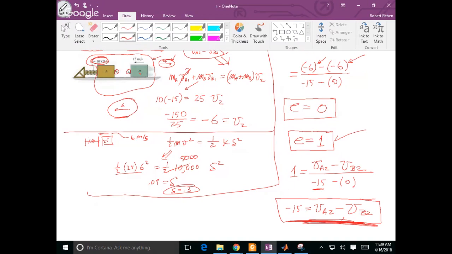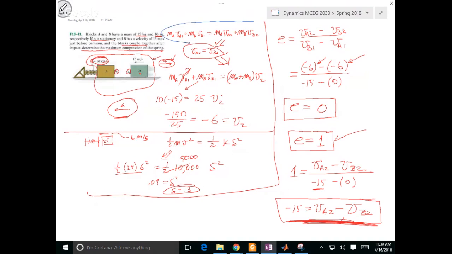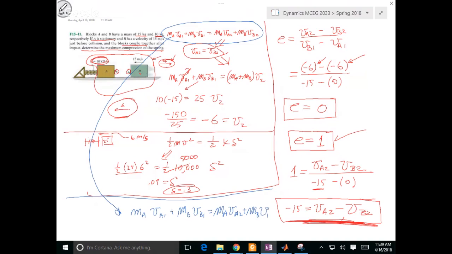So if I go in and take this whole equation with the numbers and pull it down here, now I'm working on a different problem. Let me put in the masses as well as everything I know. MA VA1 plus MB VB1, or initials, equal to MA VA2 plus MB VB2. Now, A mass was 15, and B was 10. VA1 is still 0. VB1 is still minus 15. VA2 is unknown. VB2 is unknown.